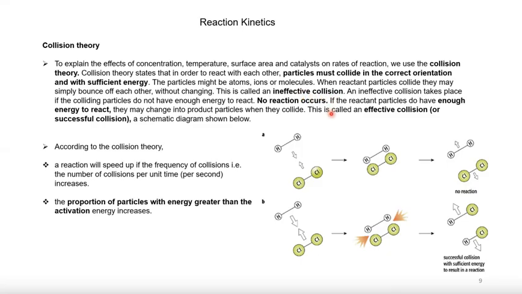Then if the reactant particles have enough energy to react, they may change into product particles when they collide. This is called an effective collision or successful collision. That's what we showed schematically in this diagram. A, this is not an effective collision, and B, this is an effective collision. Therefore we are forming hydrochloric acid by reacting hydrogen molecules and chlorine. We will call this the effective collision process.